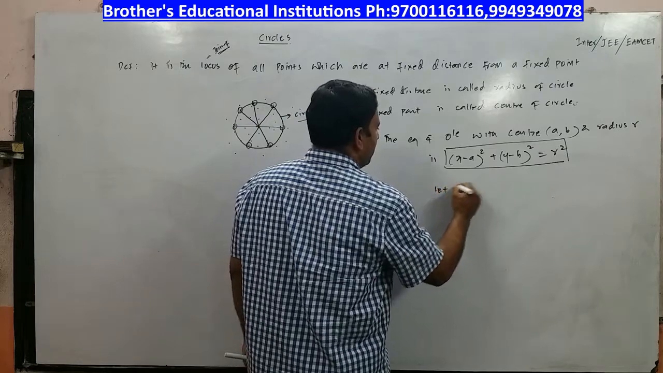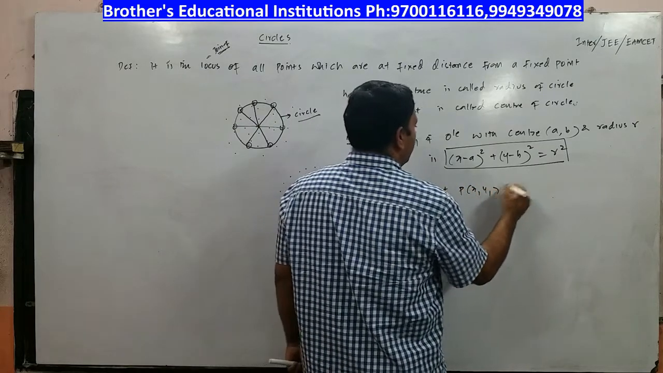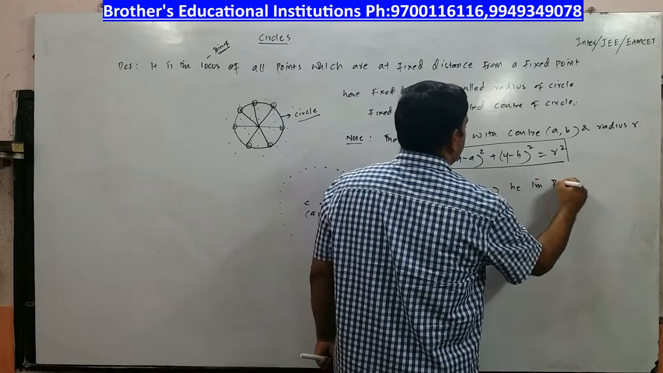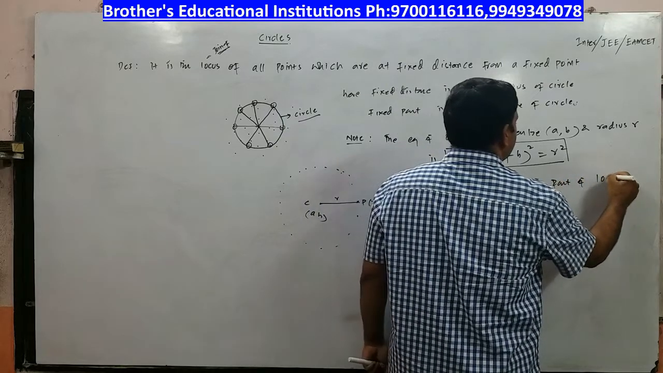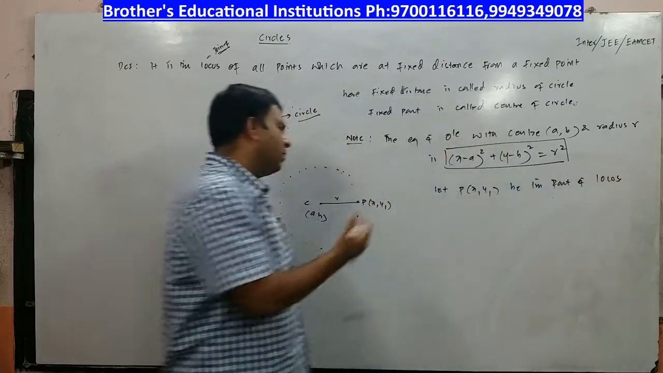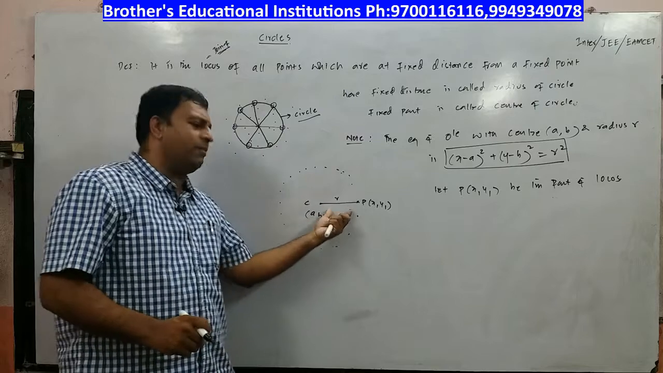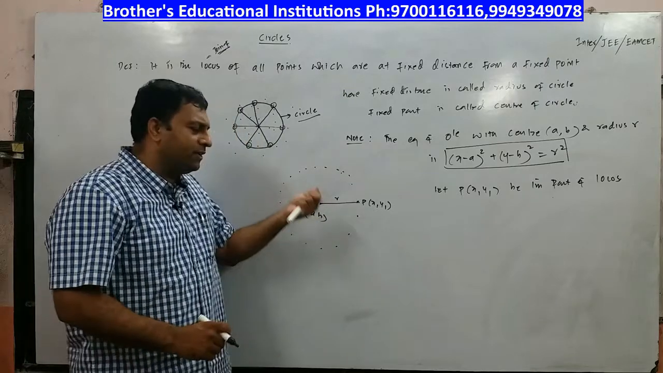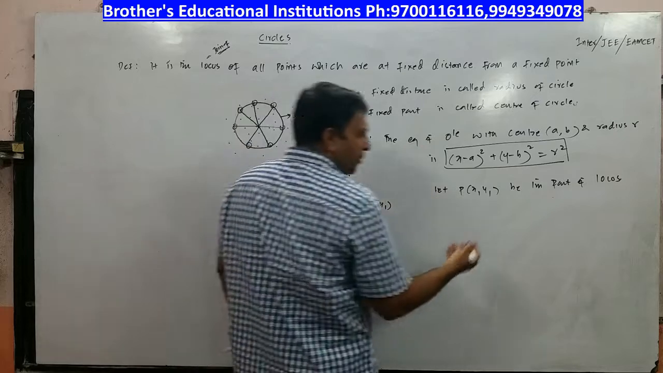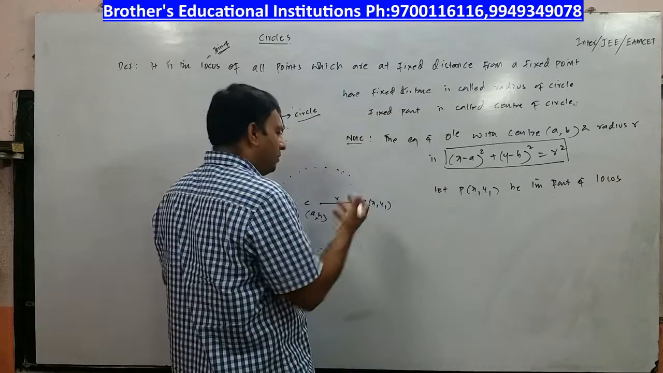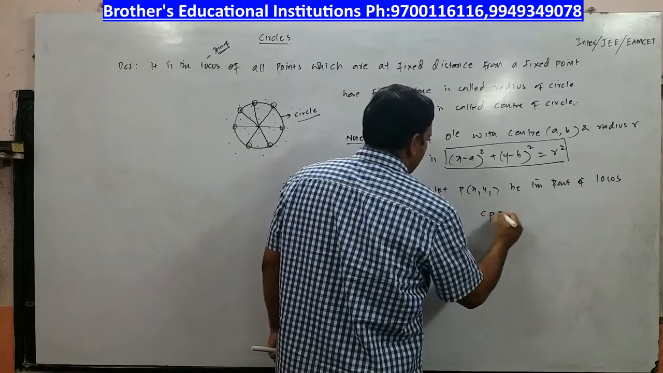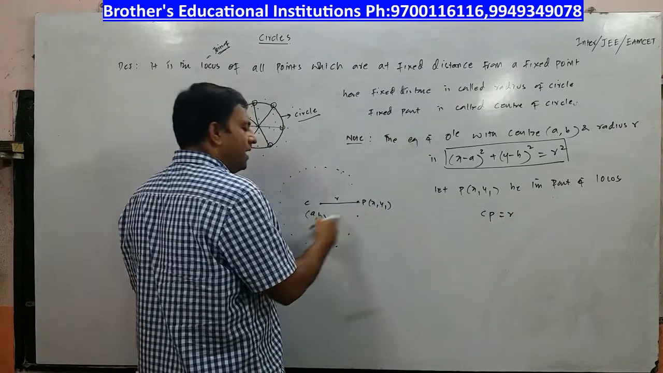So let P(x1, y1) be the point of locus, meaning a variable point which moves with the condition that it maintains a fixed distance from this fixed point. For every locus problem, we want a condition. What is the condition given to you? The condition is CP is equal to r. The distance between P and C is equal to r.